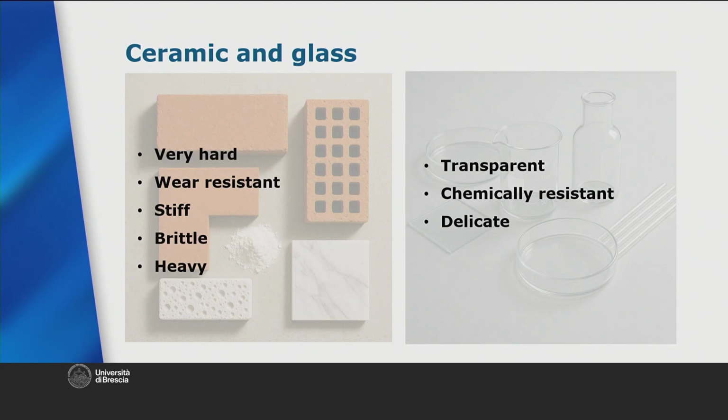The materials in the second family are chemically similar to ceramics, but are distinguished by a unique feature: transparency combined with chemical resistance. They are ideal in the construction sector, where it's necessary to let light through, but these materials too are brittle and delicate.